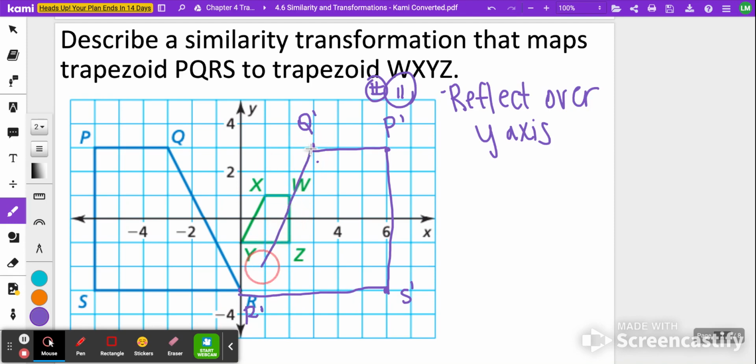Now I need to notice, how did it change from one to the other? P prime is going to correspond with point W. So P prime right now is at (6, 3). And then W is at (1, 2)... 1. So it was a reduction.